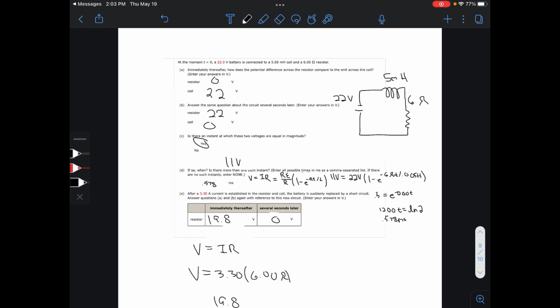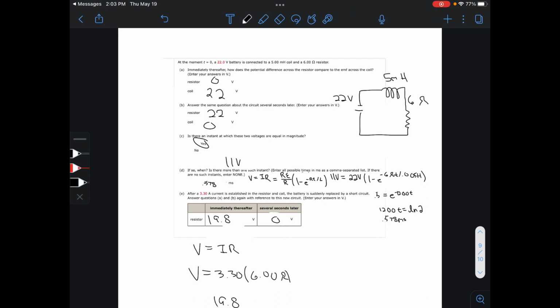Again, being someone not entirely, I don't want to say qualified, but as you can probably tell, I struggle with EMF. But this was a nice one to just get some points for.